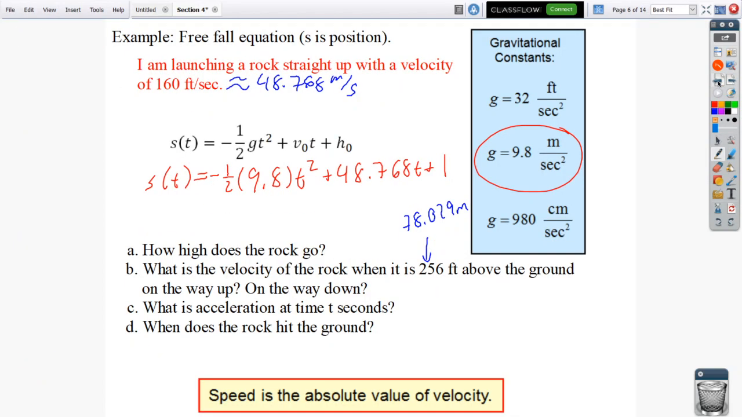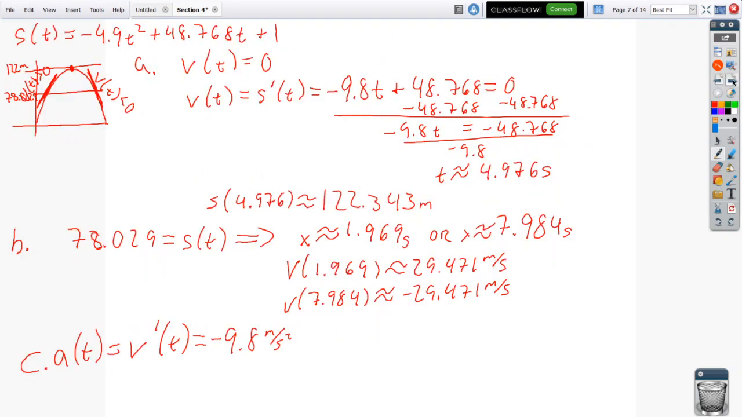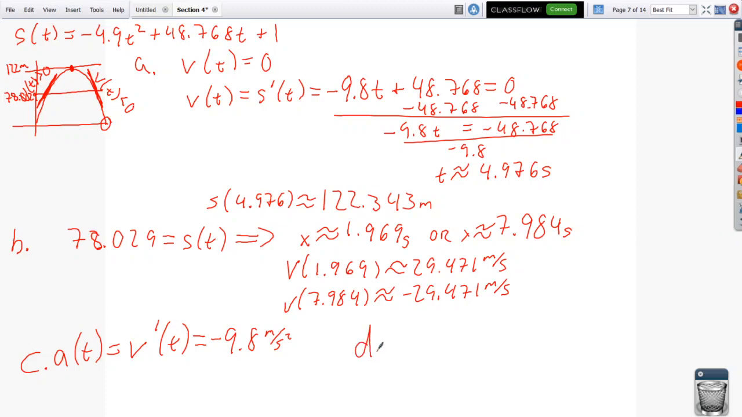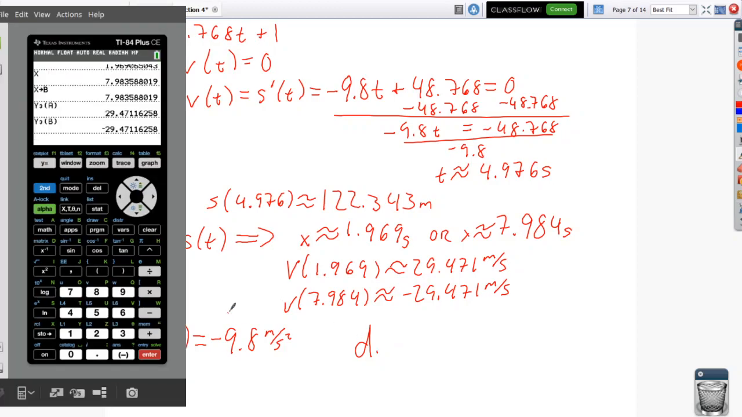Oops, I meant to look at what D was. When does the rock hit the ground? Or the not kitten. When does the not kitten hit the ground? We want to know what that value is right there. And the best way to do that for part D, since this is such a messy equation, we could use our quadratic formula. But why would we want to use our quadratic formula when we have magic idiot box?